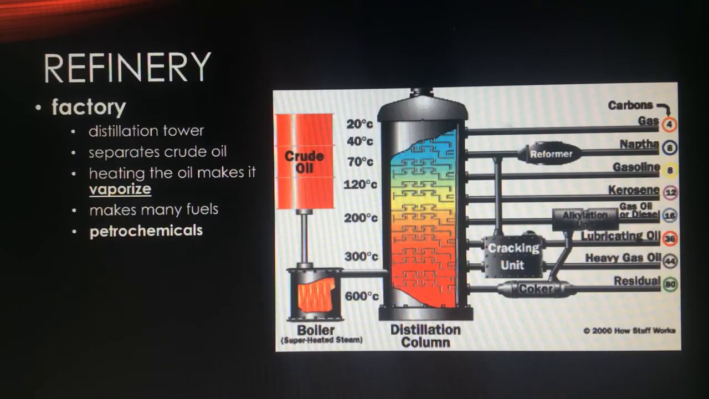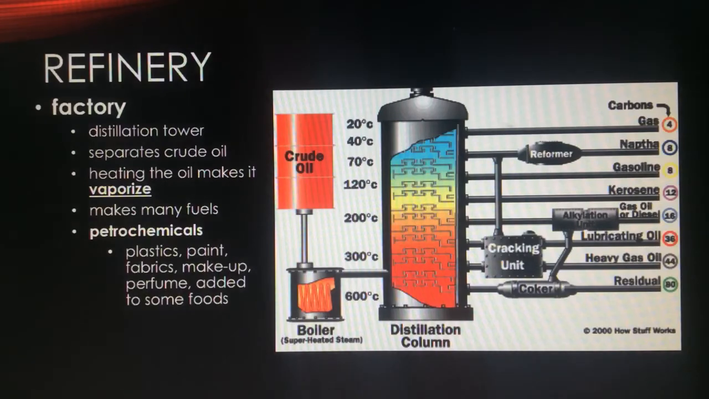Something else that comes from petroleum is called petrochemicals, and it's used in paints and plastics and fabrics and also makeup and perfume. It's even added to some foods to keep them lasting longer.